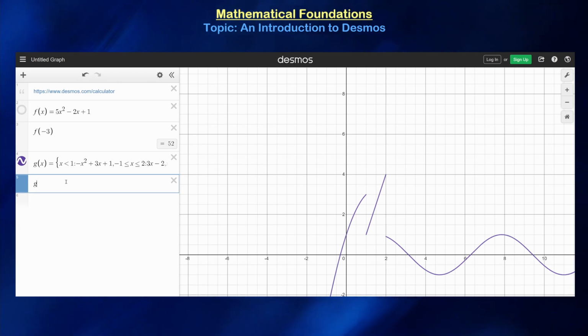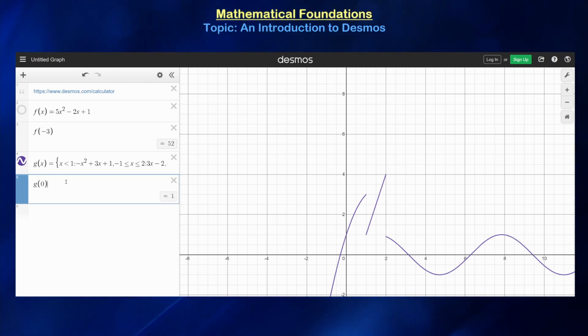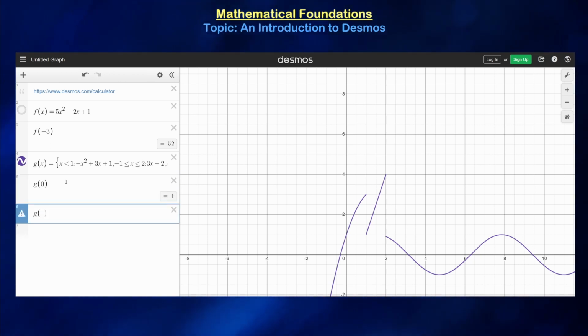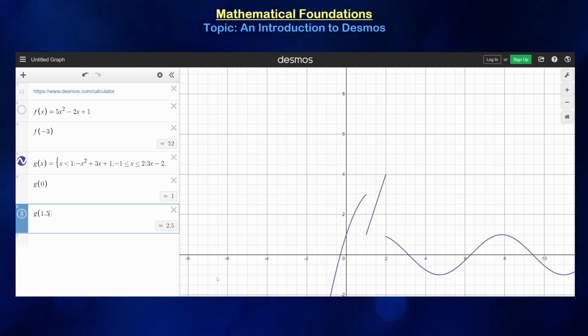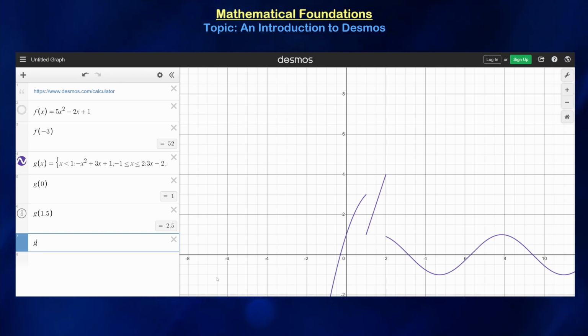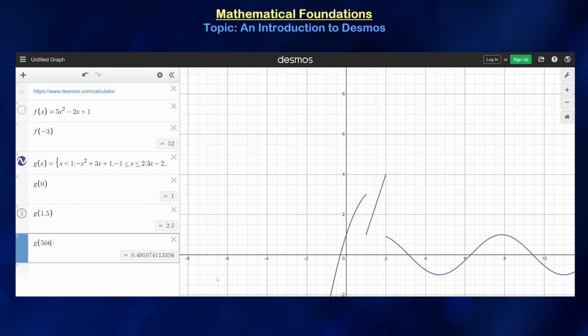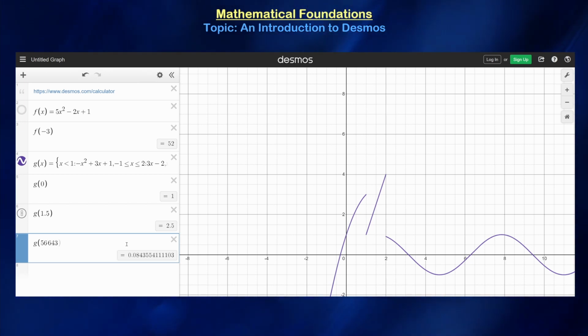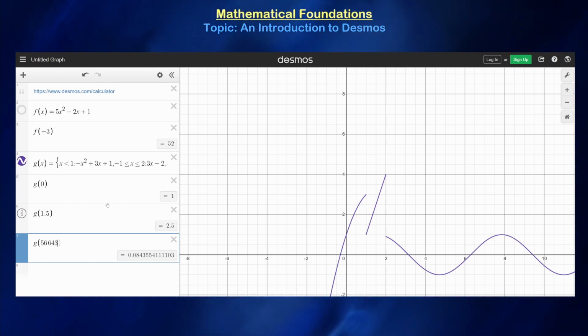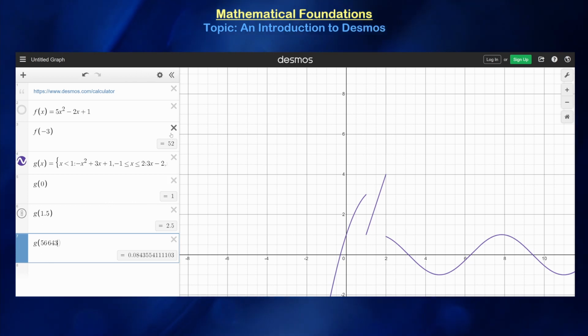If I were to evaluate this function anywhere, it should give us values on those particular pieces. So 0 will be associated to this parabola. 1.5 will be associated to this line, and anything after 2 will be associated to that sine curve. So you should get a number between negative 1 and 1, regardless of what number you put here, because that's the range of my sine function, right? So those are just some of the basics associated to graphing functions, piecewise functions, and so on.